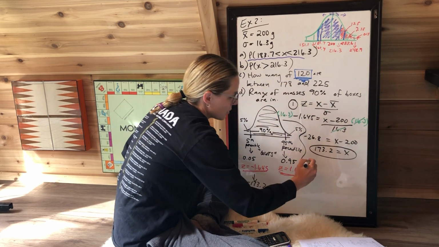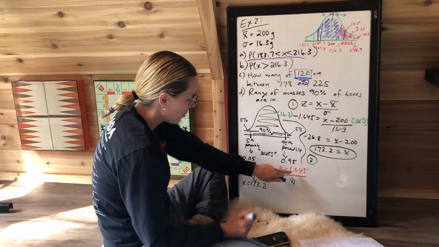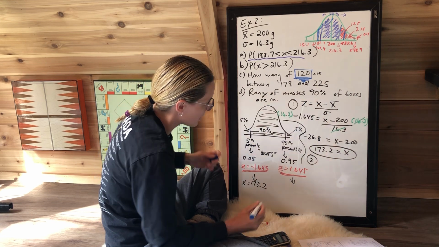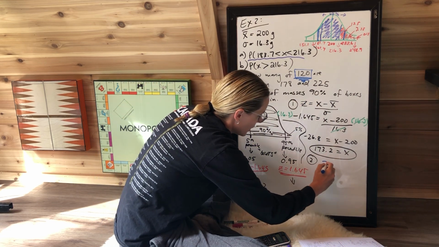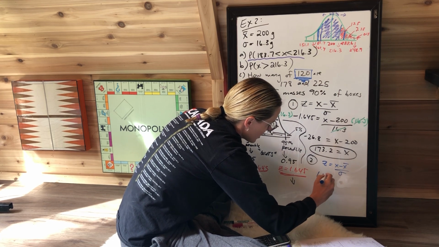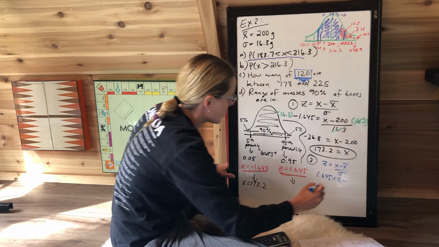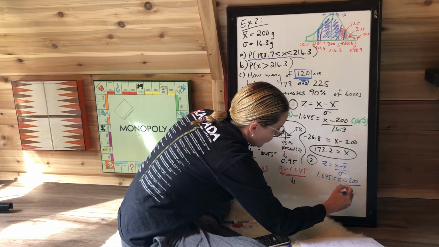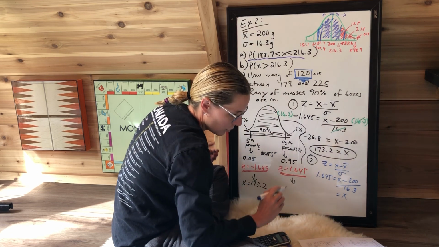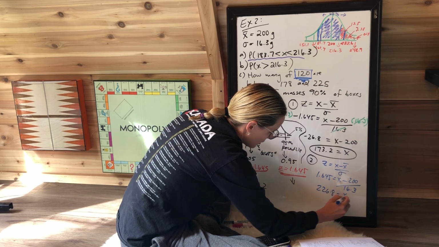I now have to do the same calculation. This was my first z-score. To find my second z-score, I'll do it in blue just to separate it. I use my second z-score to find the new x here. I'm putting in the same formula we use for everything. 1.645 is x minus the mean, which is again 200, over 16.3. I'm going to do the exact same thing. You'll get 226.8.